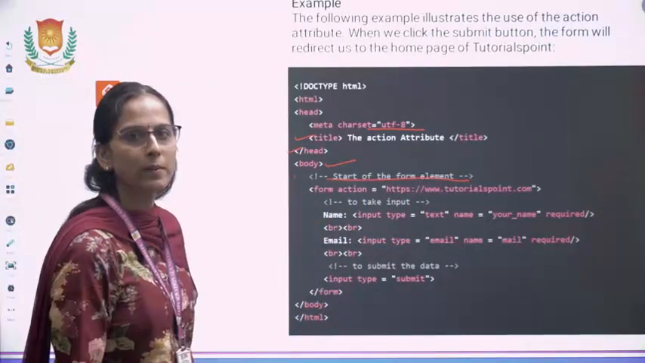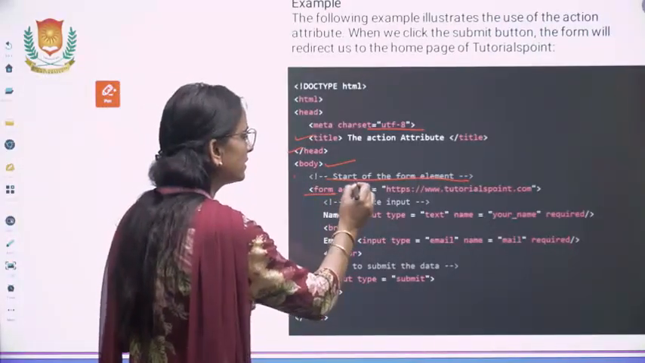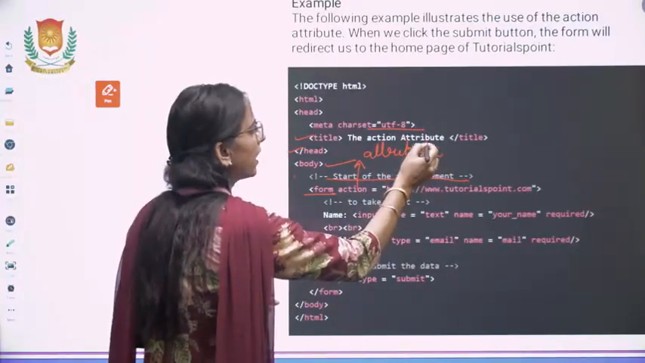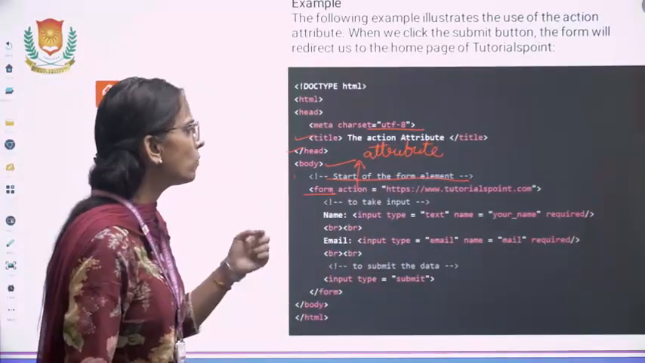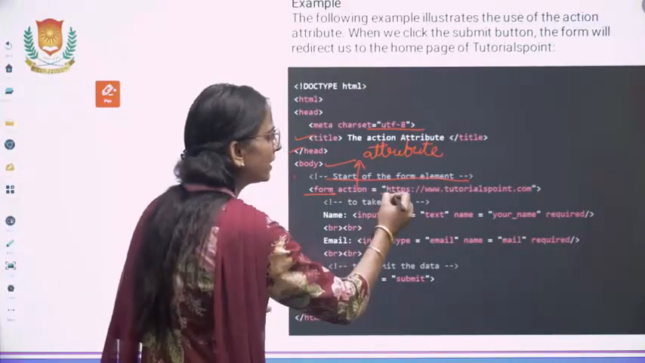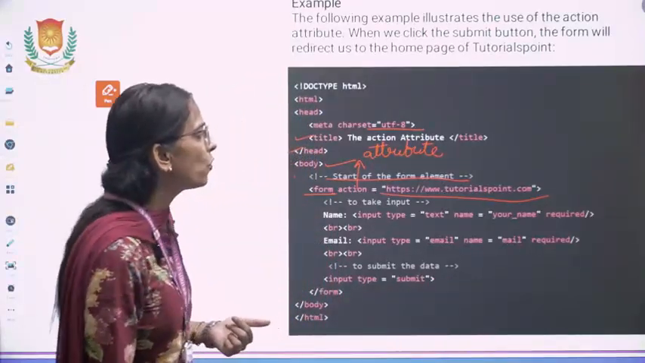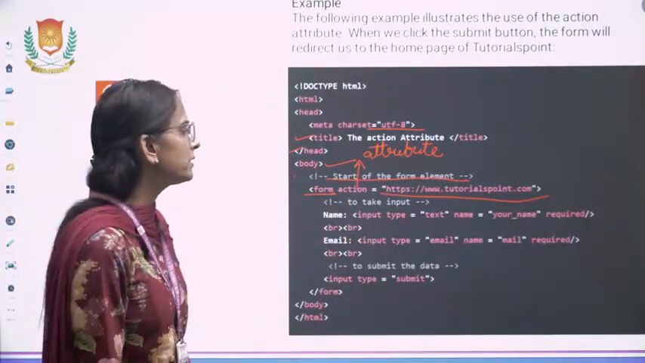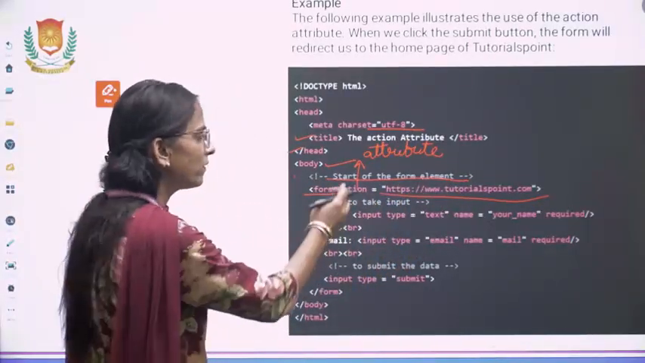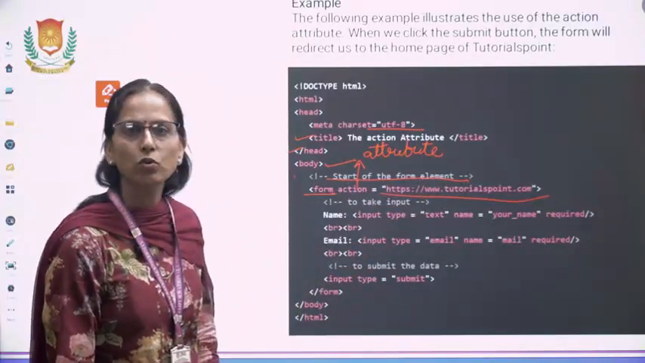Now in the form element, we have taken the form tag, this is the tag, this is its attribute. Now you must have understood the attribute clearly. This is the http://www.tutorialspoint.com. So in this, your form will be redirected to this particular website. Whatever information we are giving will be opened and redirected to this website.